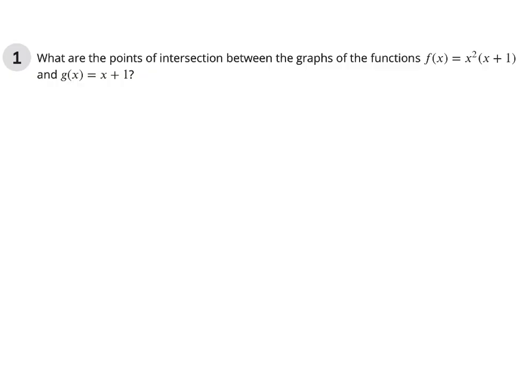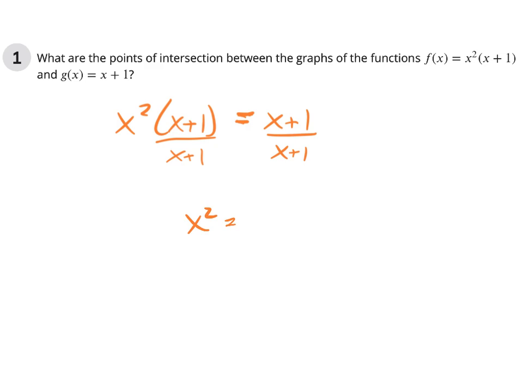Okay, what are the points of intersection between these functions? All right, so let's solve this algebraically. What you do is you set them equal to one another. So now I'm going to do a little math trick here. I am going to divide both sides by x plus 1. Because the x plus 1 is factored out, I saved myself a little bit of math. Now I get x squared is equal to 1.